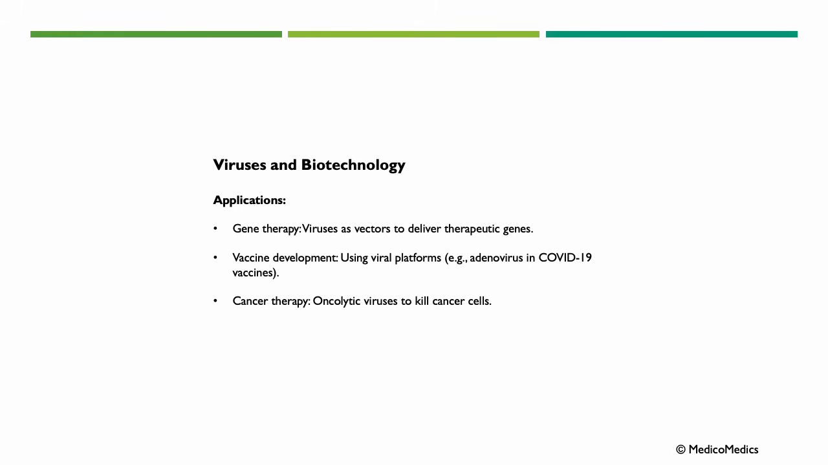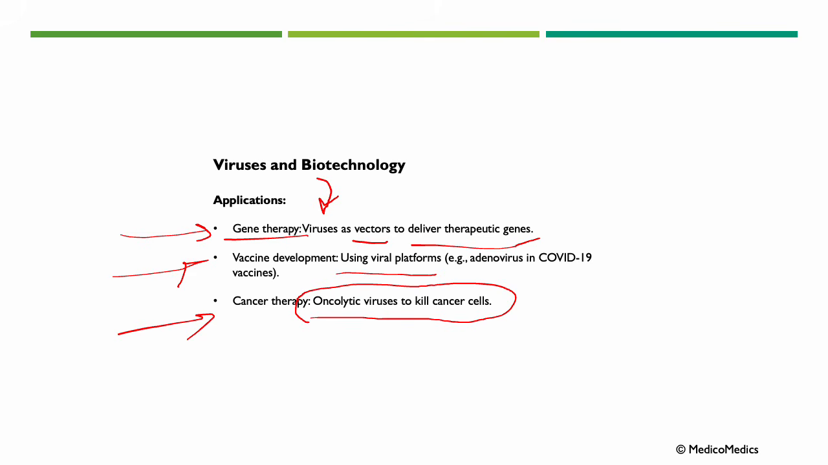Viruses and biotech. So, for example, in gene therapy, viruses are used as vectors to deliver therapeutic genes. In vaccine development, we're using viral platforms. In cancer therapy, oncolytic viruses are used to kill cancer cells. So scientists can use viruses for good by turning them into delivery vehicles for medicines, vaccines, or even cancer treatments. So essentially, it's like using a hijacked enemy tool to help people. So that's one way to stay ahead of the game.